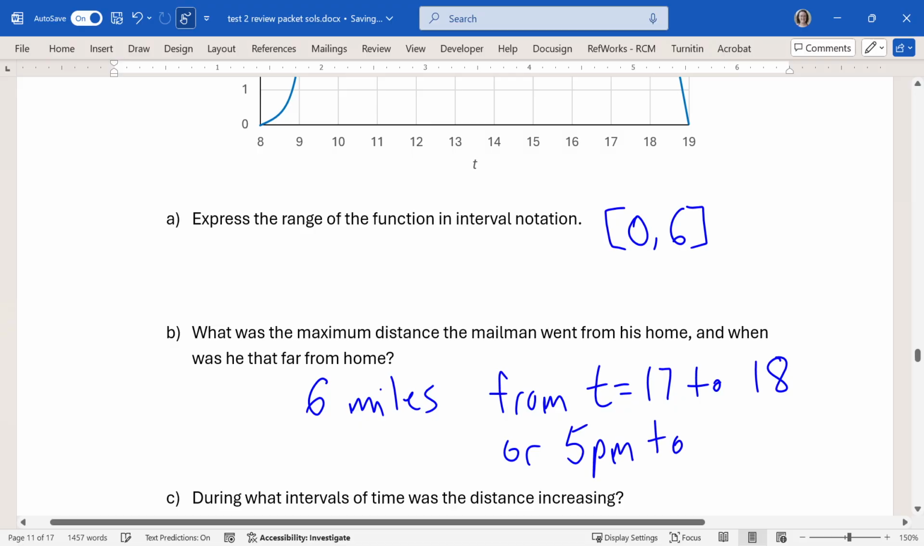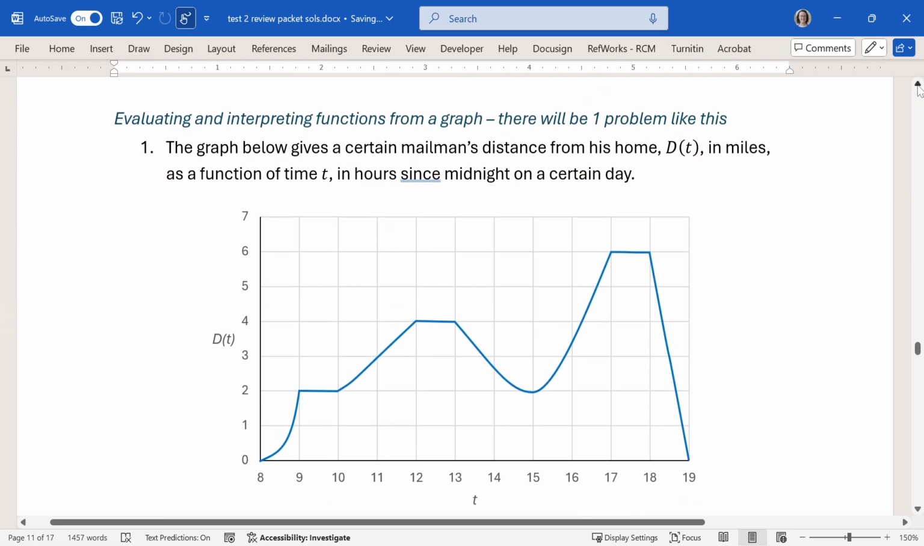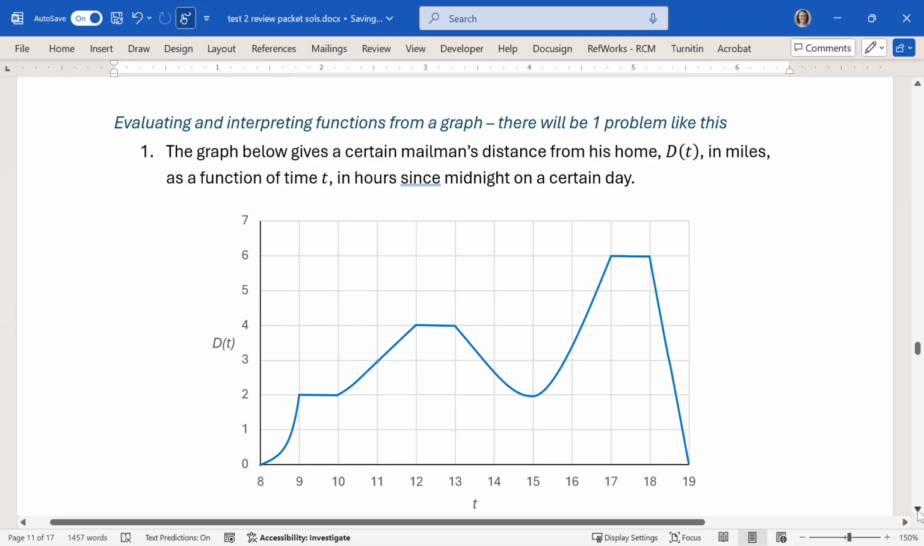to 6 p.m. Looks like he ate out at a restaurant, I'm guessing, or he had a late meeting with someone. He stopped at someone's mailbox and chatted for an hour, maybe. No, this is probably after work.